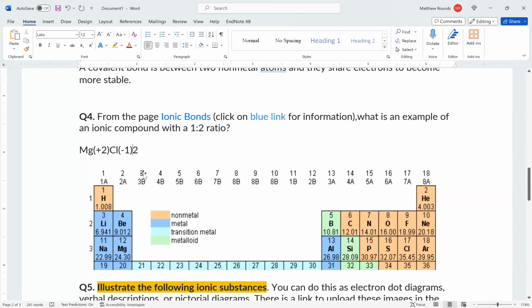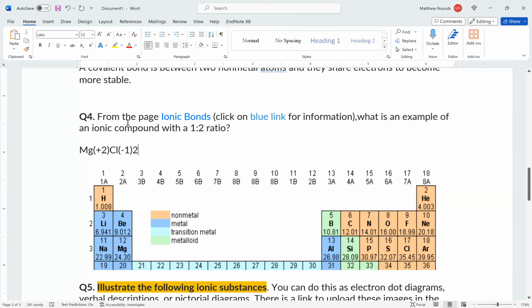Okay. So what I'd like you to do is write a sentence that says the 1 to 2 ratio means that you have 1 magnesium and 2 chlorides. Just the sentence that says one magnesium goes with two chlorides. That's what a 1 to 2 ratio is. You might even just type that out.